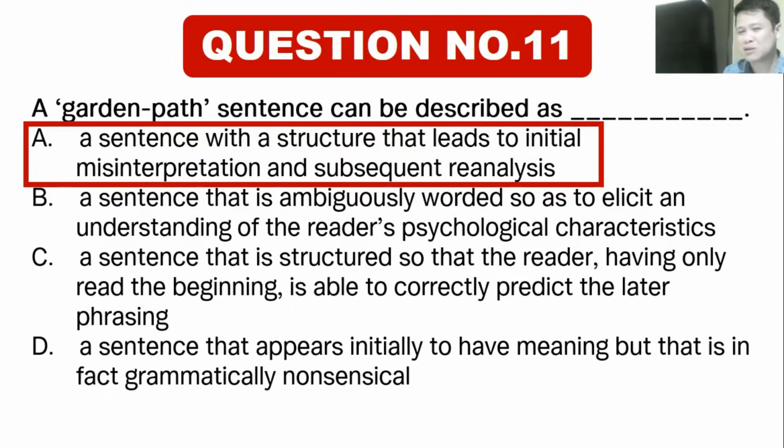Now, the question is, what is a garden path sentence? A garden path sentence is a sentence with a structure that leads to initial misinterpretation and subsequent reanalysis. It is a confusing sentence that leads to misinterpretation, although it is grammatically correct. For you to understand it fully well, you need to analyze it.